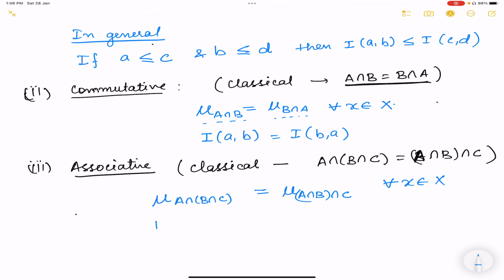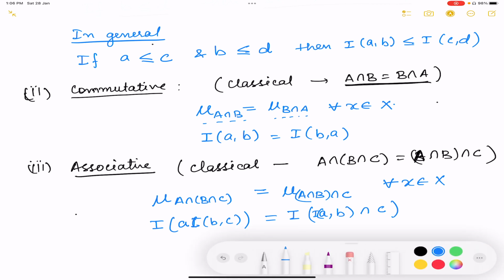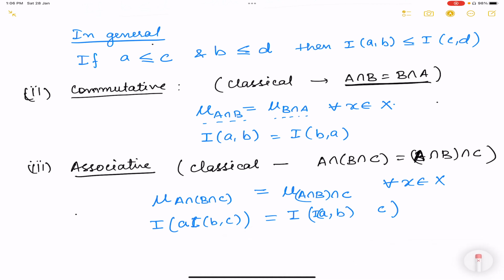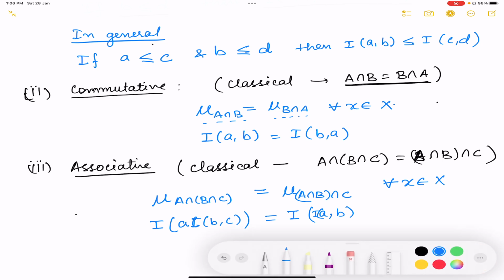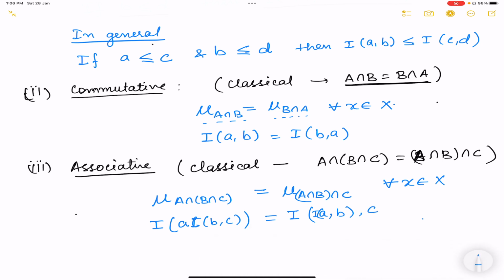So in the way we defined it in terms of the functions, we can write this as intersection of A and the intersection of BC is the same as if we first take the intersection of AB and then take the intersection with C. So this is the associative.